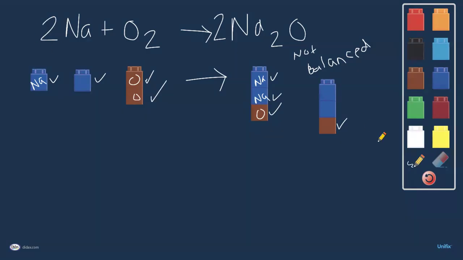So now we're going to have to change this 2 over here to a 4. And when we add those two, this one is now going to be balanced. Okay, so this was not balanced, and then when we changed it around, now we have 4Na plus O2 gives 2Na2O, which is going to be our balanced equation for this one. We're going to go on to the second one.